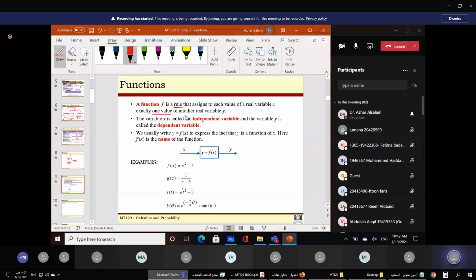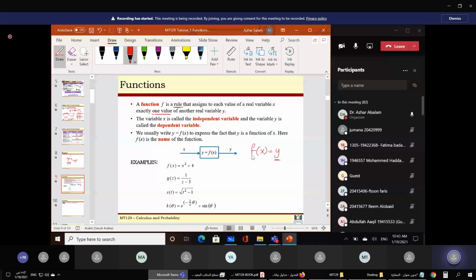Only one value for another variable y. Meaning that if I take x and substitute it inside f, I must get only one result, or one value of y.